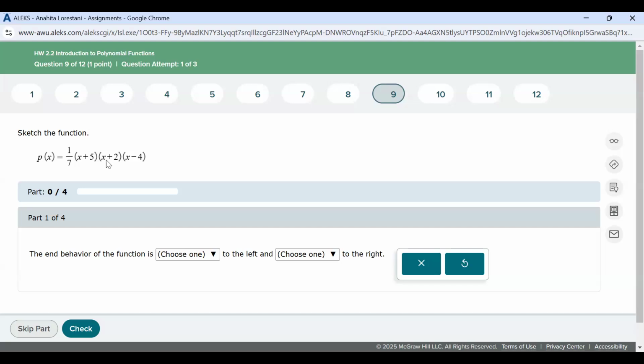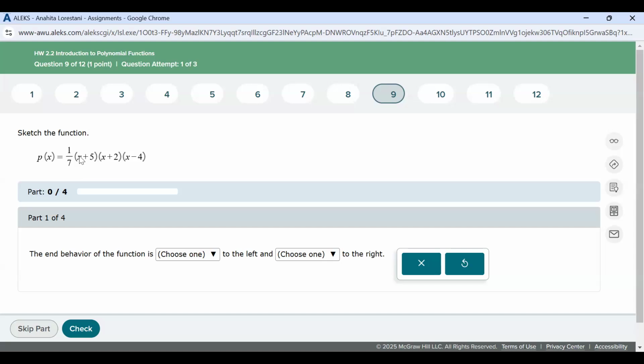And then opposite of positive 2 is negative 2. Negative 2 comma 0 is another point. And opposite of negative 4 is positive 4. So 4 comma 0 is another point. But in order for you to graph this, it asks you to pick 4 points. So I already have 3 points. I have negative 5 comma 0, negative 2 comma 0, 4 comma 0.